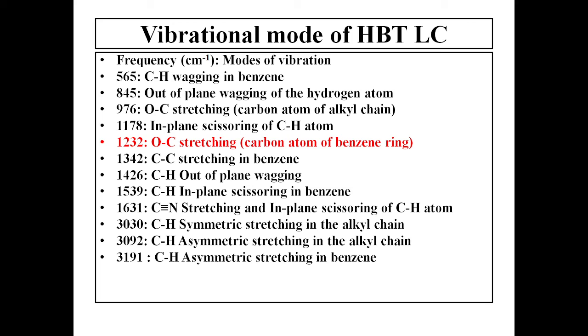Vibrational modes of HBT liquid crystal. It is divided into two columns: one is frequency per centimeter and the other is mode of vibration. 565, which is CH bending in benzene. 845, out of plane bending of hydrogen atom. 976, OC stretching, carbon atom of the alkyl chain.